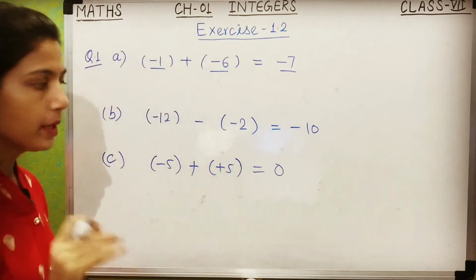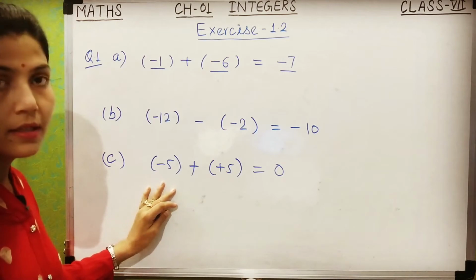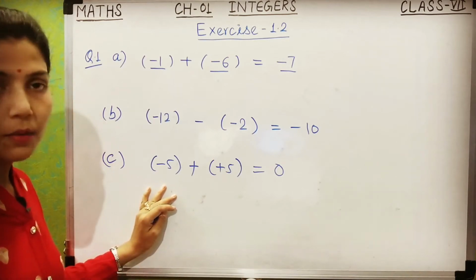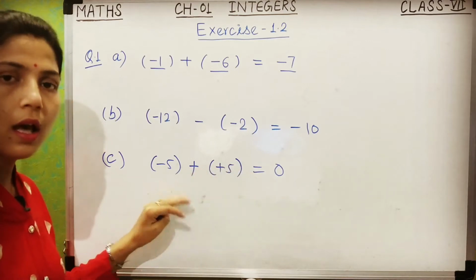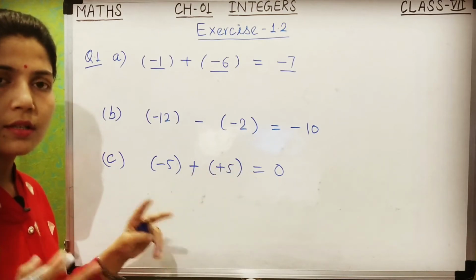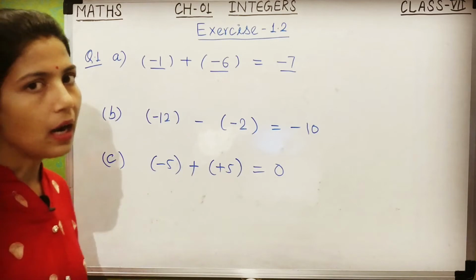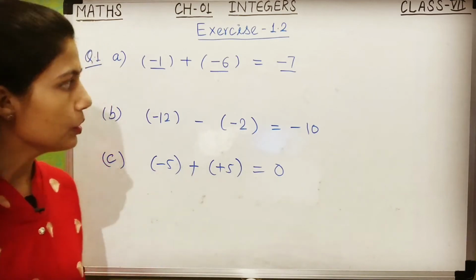So whenever this point arises, that write down a pair of integers whose sum is 0, it means you have to take any two integers such that they are additive inverses of each other. Okay, so this was your question number 1.